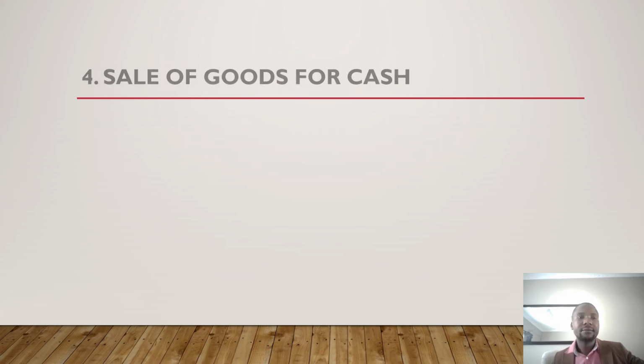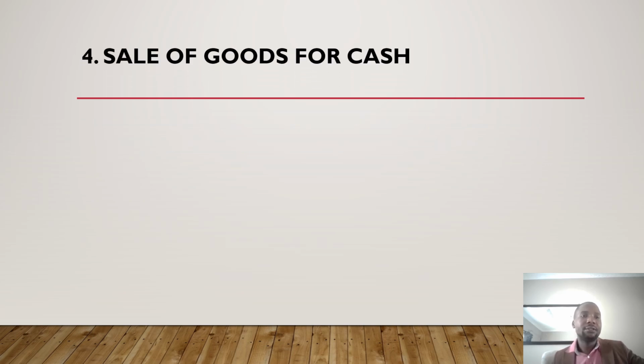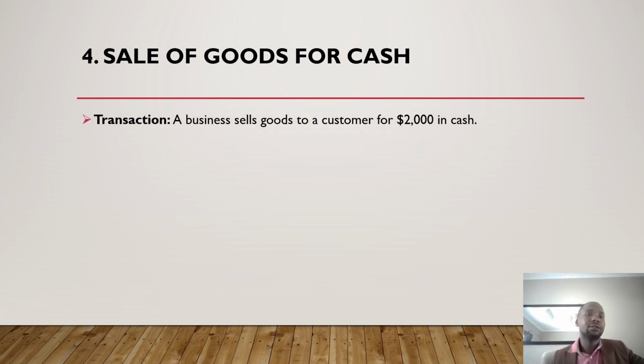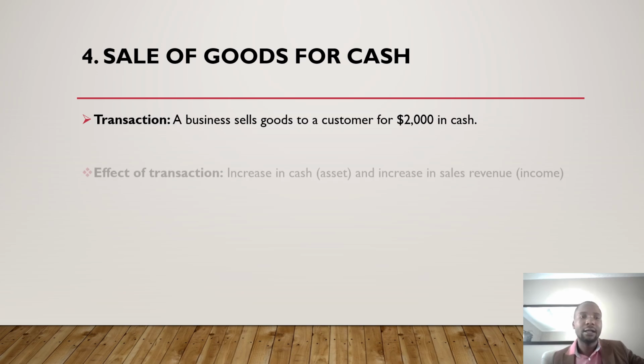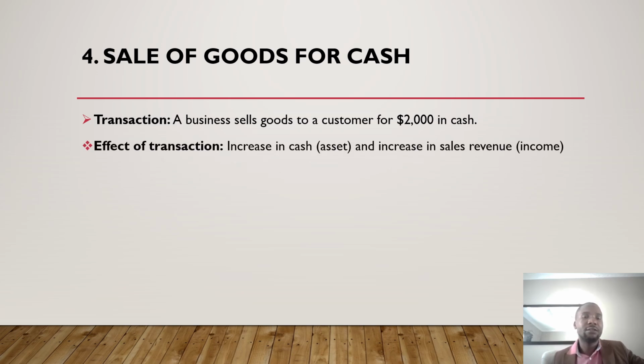Okay. And then supposing we're selling goods for cash, we have sold goods on cash. So a business sells goods to a customer for 2,000 US dollars in cash. The effect of this transaction is that there will be an increase in cash, which is an asset account. On the other side, there will also be an increase in sales revenue, which is an income account.